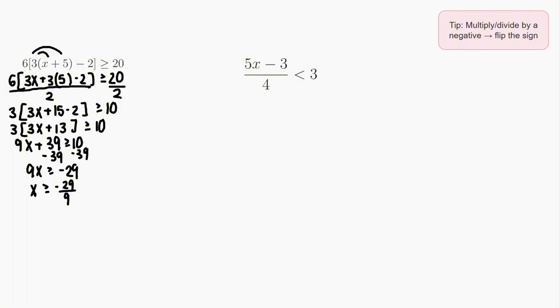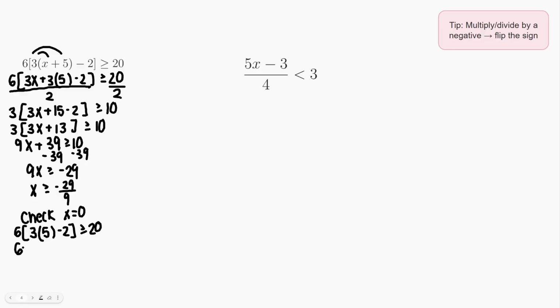So now we should be able to check our answer. We can just check it with any number that works in that solution. So we could try with, let's say, 0. So we can plug that 0 in to get 6 multiplied by 3 times 0 plus 5, which is going to be 5, minus 2, greater than or equal to 20.